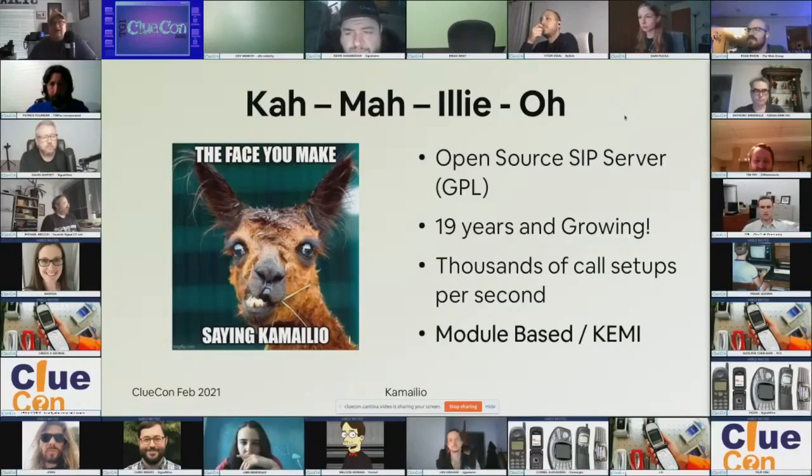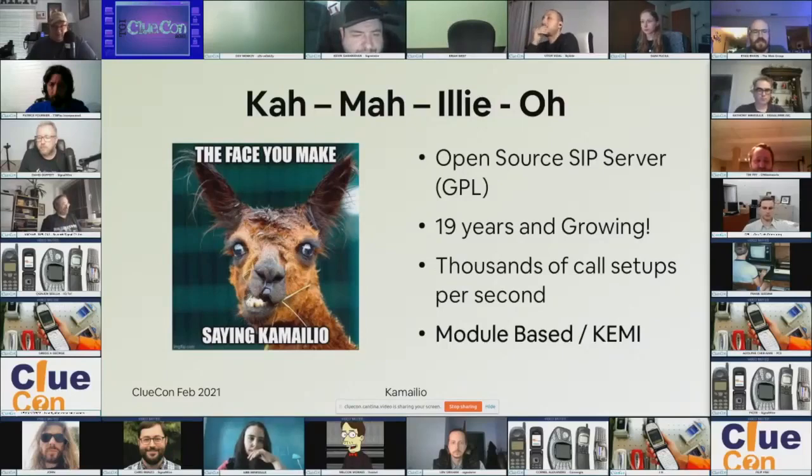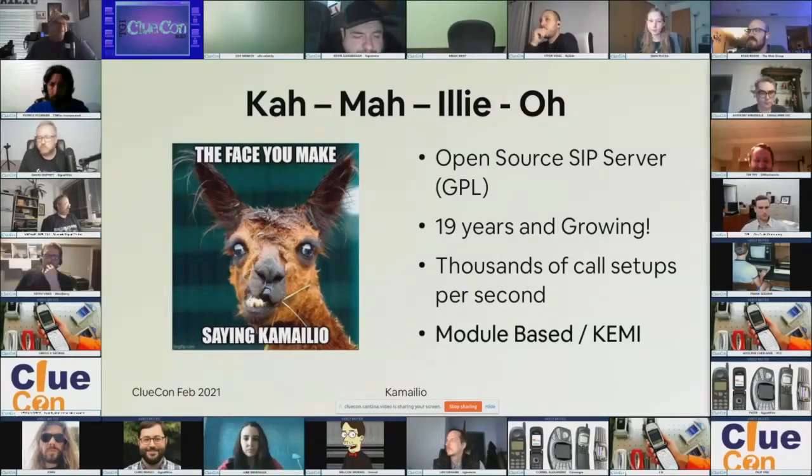It can handle thousands of call setups per second. It's module based, again, which gives it a very small footprint. You only load what you need. And especially with the attraction of SignalWire, KEMI, which is our embedded language interface, allows you to use your favorite language to write Kamailio logic instead of using Kamailio scripting. And when I say favorite, as long as one of your favorite languages is JavaScript, Lua, Python, Python 3, Ruby, or Squirrel, then KEMI is the right choice for you.